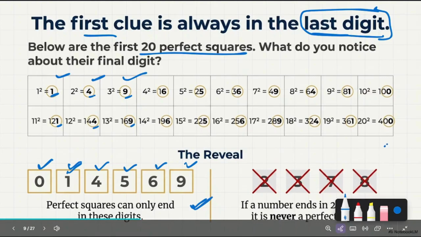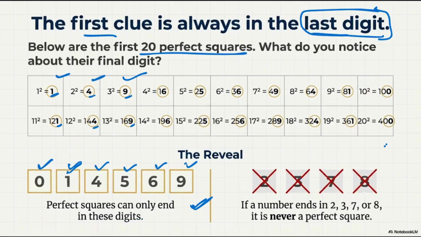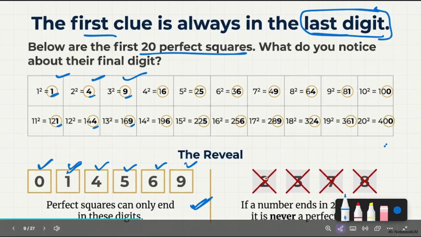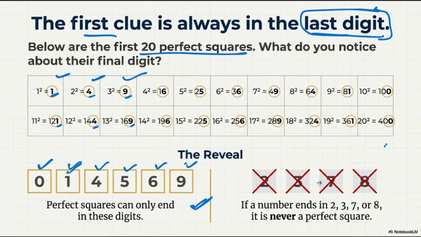So what about these remaining ones? We can see 2, 3, 7 and 8. These are not at all coming for a single square number. Right? So what can we say here? We can say that if a number ends with 2, 3, 7 and 8, it will never be a perfect square. Okay, now let's see the next one.